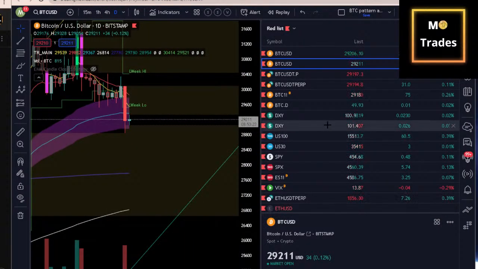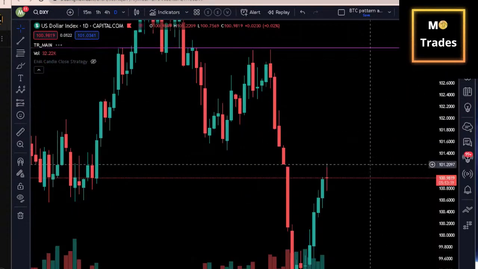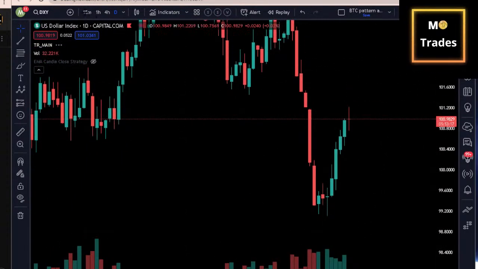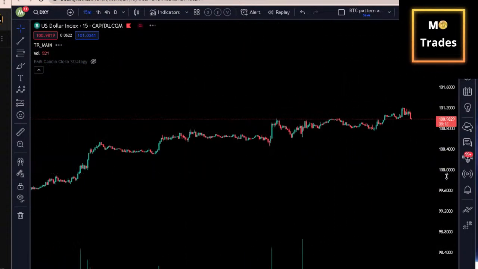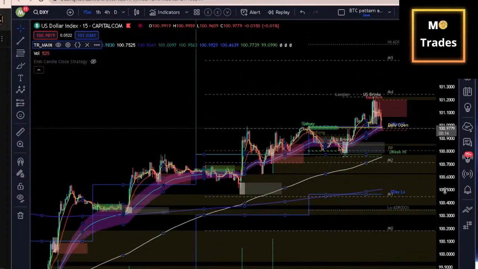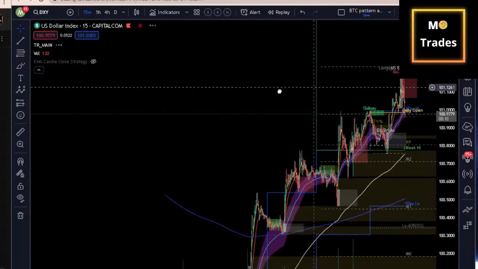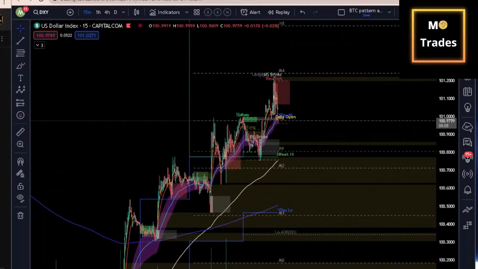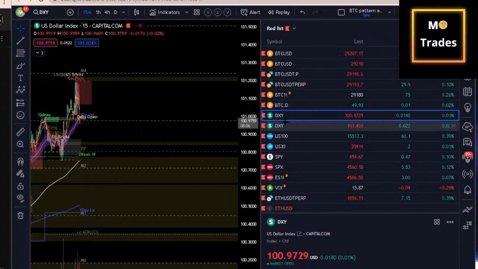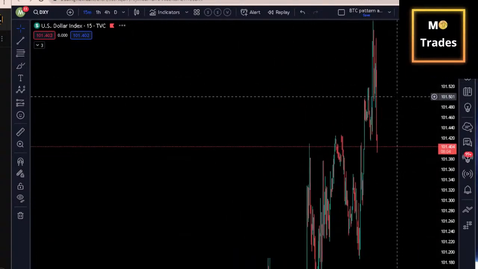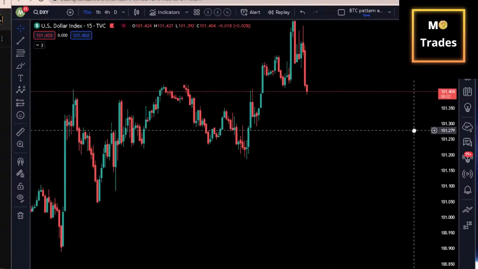Now looking at DXY. DXY had a nice move up, and now it's fizzling out. Let's look at the 15-minute time frame. Are we losing our 50 EMA? We're just there. We're about to lose it. If we can't hold it and start breaking down, then that will give room for Bitcoin to move up. And the excuse will be the stocks announcement.